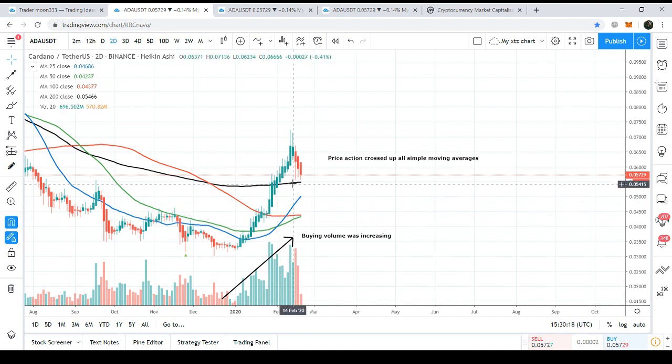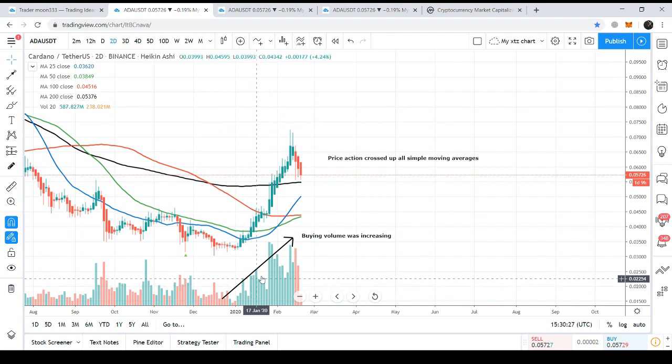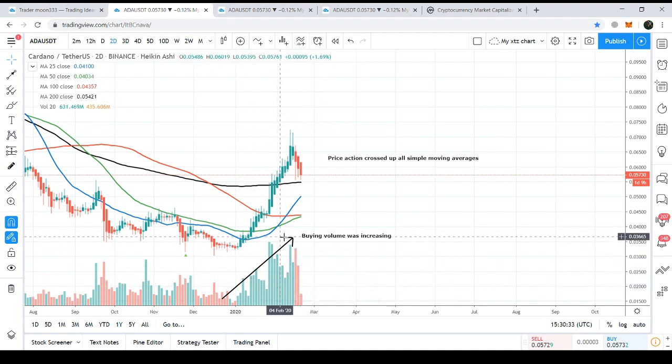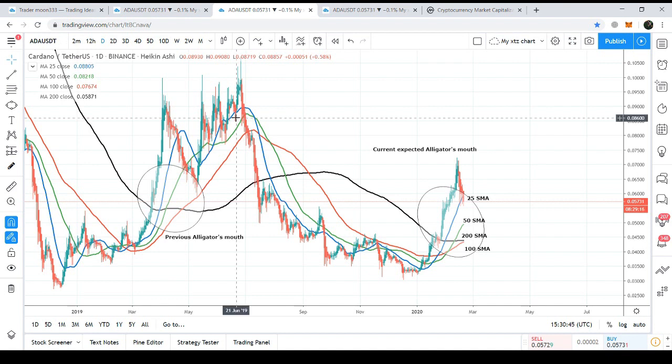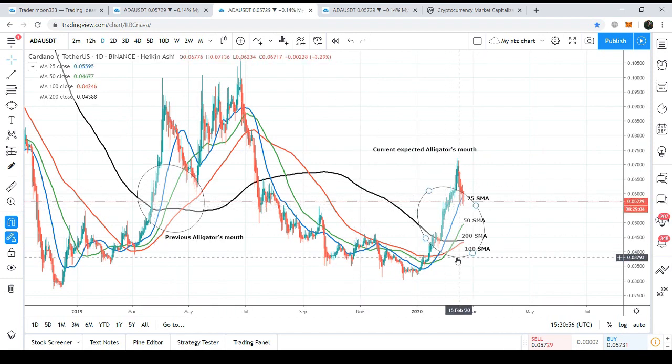But the 200 moving average can be a strong support, and we can see that every day the buying volume was increasing. This was the major reason we did not have any price correction or downward move by the price action. Now, if we move to the day chart, there is a very strong position of the simple moving averages of ADA. You can see that an open alligator mouth formation is in process.